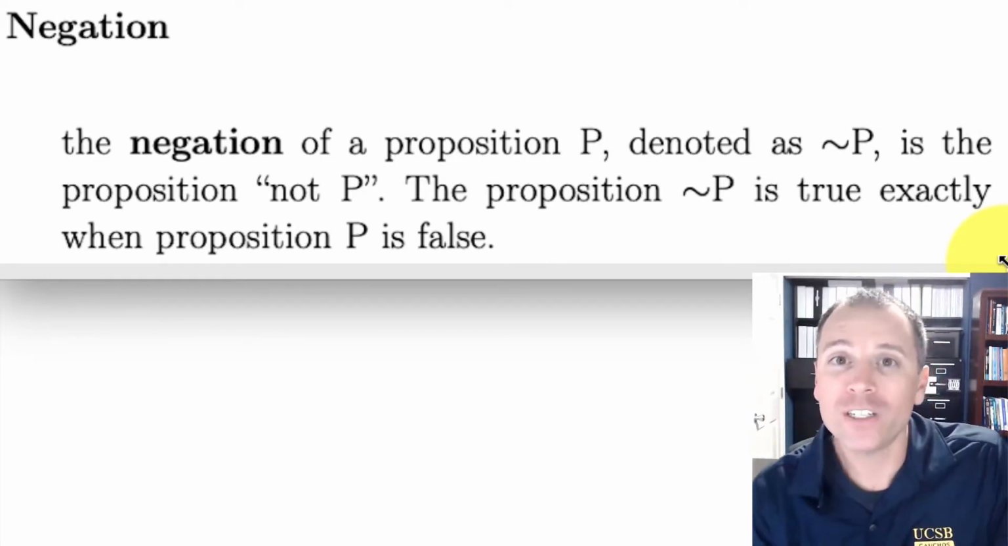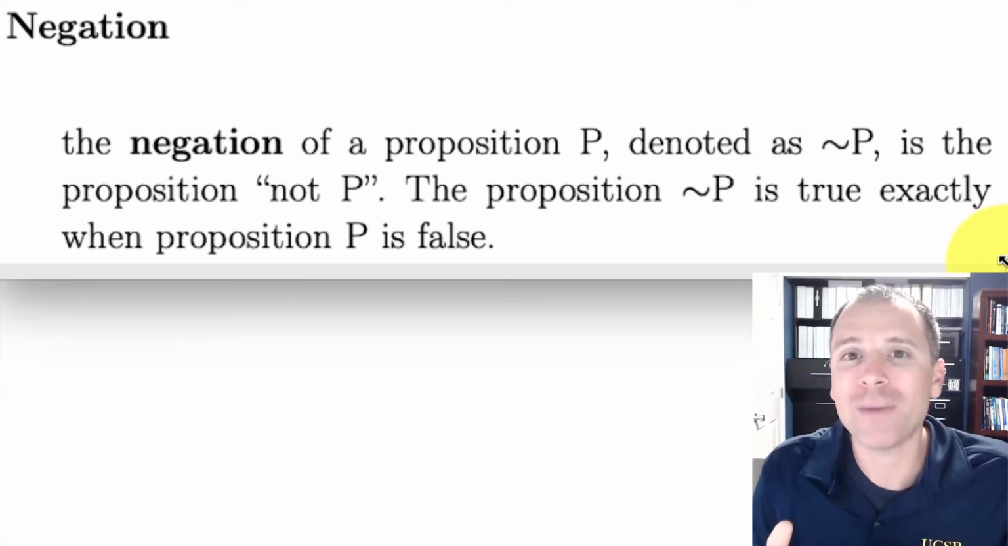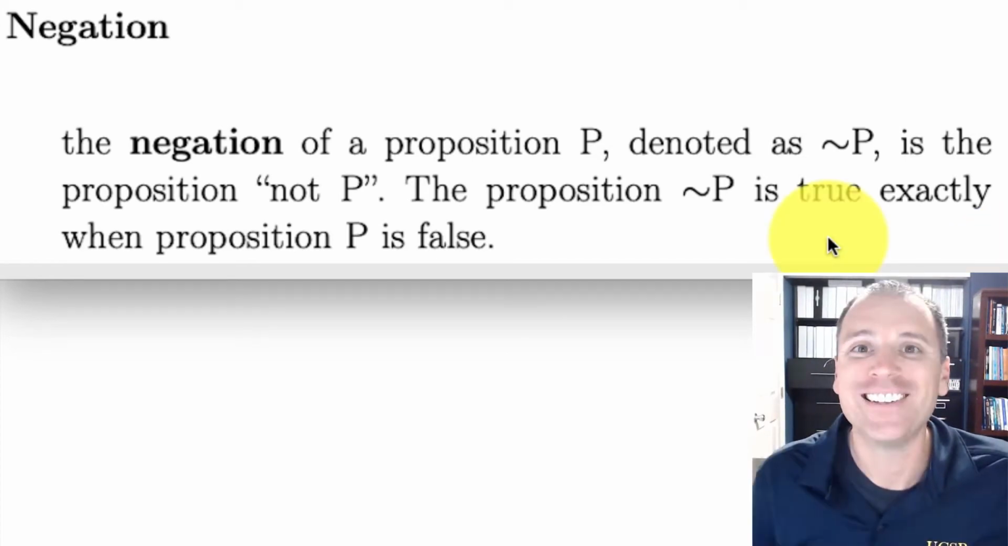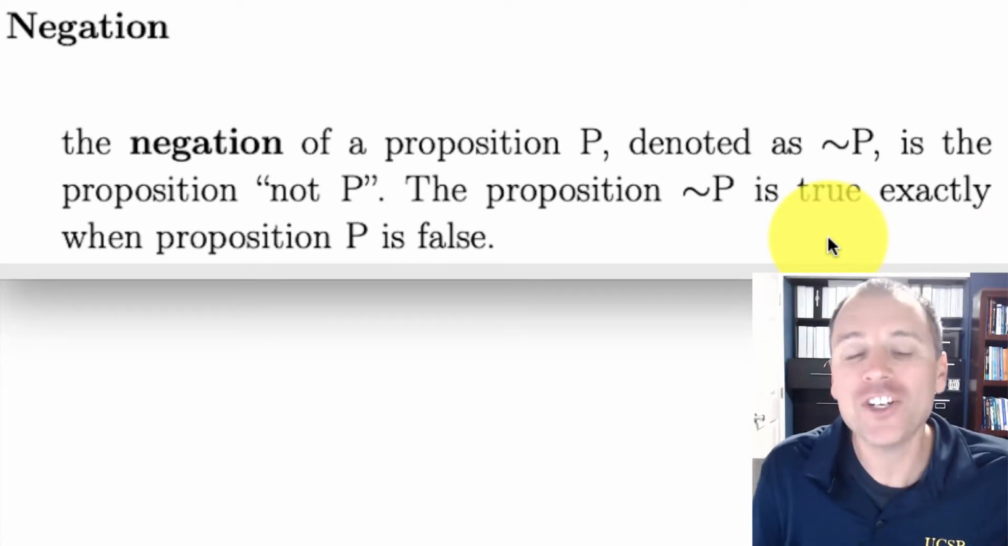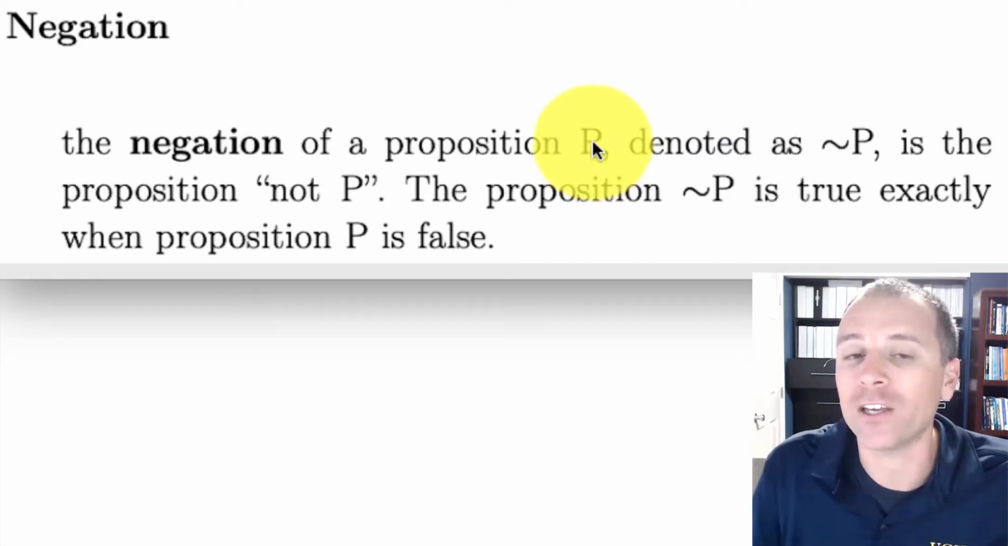Remember from one of our previous videos, we defined something called a proposition as a mathematical statement that had truth value. Each proposition can be one of two things. It can either be true or false. Starting from that framework, we say that the negation of a proposition P, remember proposition P is a statement that has truth value, so P is either true or false.